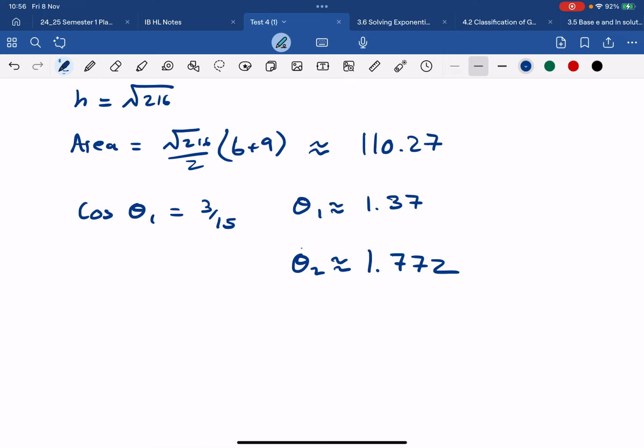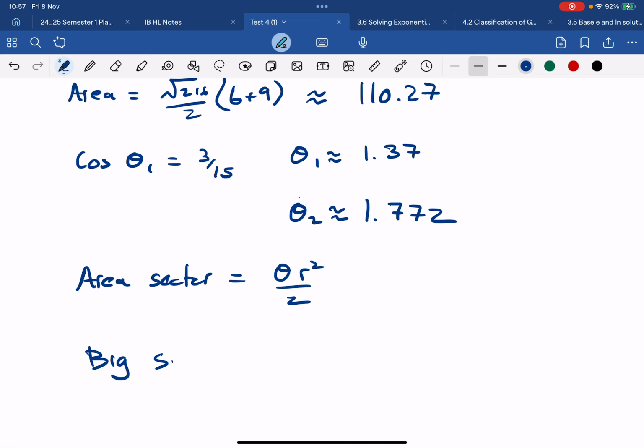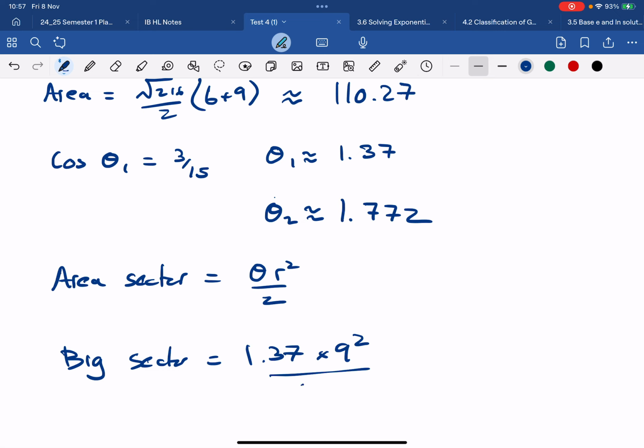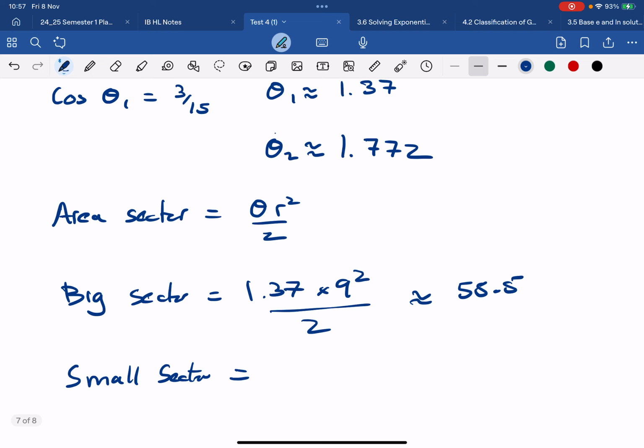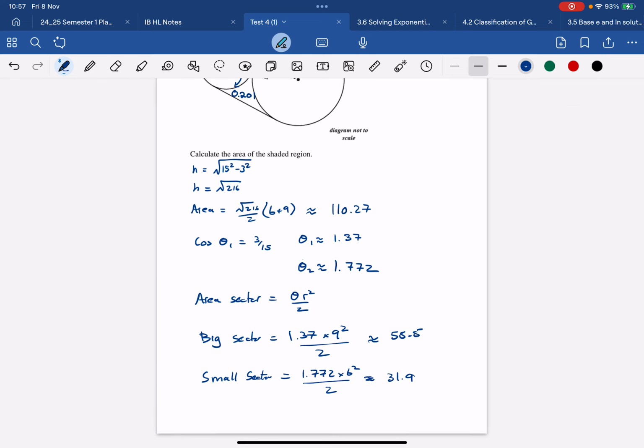Okay, almost there. We need to work out the area of a sector, and that formula is theta r squared divided by 2. So I'm going to do the big one, which is theta 1, and the radius is 9, and I divide by 2, and that gives me approximately 55.5. Then the small one: for the small one we have 1.772, times it by 6 squared and divide by 2, and this is approximately 31.9. Again, all just done on your calculator.